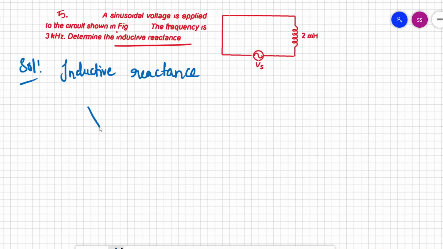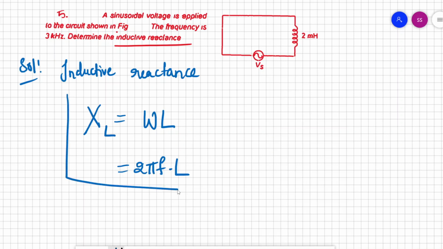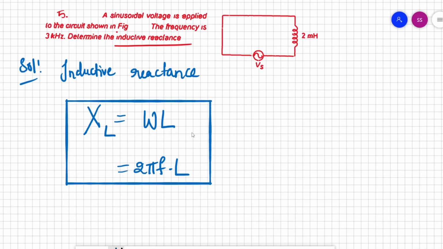Inductive reactance XL is given as omega L, also written as 2 pi f into L, where omega is 2 pi f. You need to remember this, and the unit for inductive reactance is ohms. Now let us substitute the values. What is the given data here? We have the frequency, that is 3 kilohertz, and the inductance value from the circuit, that is 2 millihenry.